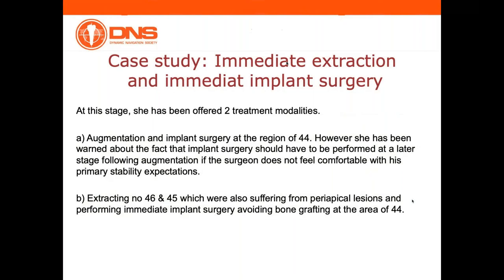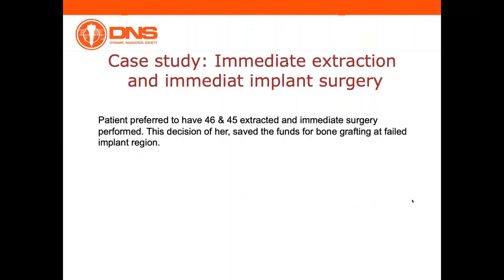At this stage, I offered her two treatments: one, augmentation and implant surgery of the same region. However, I also informed her that this can be extremely expensive and may not be successful. And I also offered her to extract the 46 and 45, which was one of the treatment plans I offered earlier, and avoid the area where we lost the first implant. She preferred the second option. I mean, she allowed me to extract number 46 and 45 and put the implants there as well. Obviously, this decision saved her some money and the bone grafting issues that we all encounter every day.